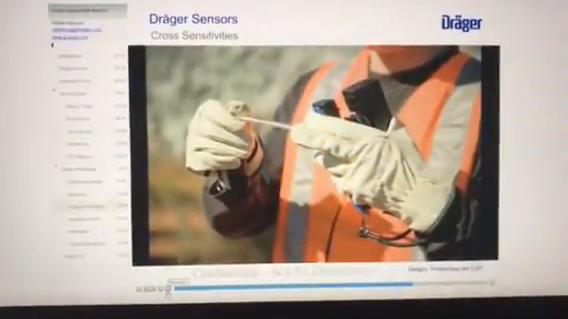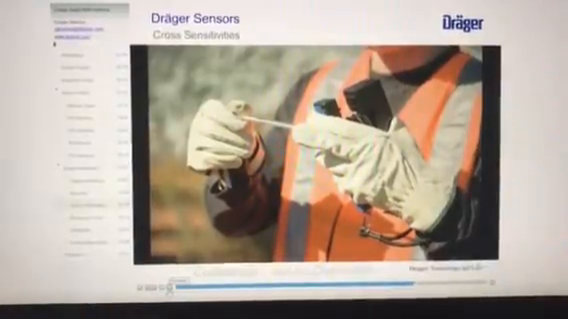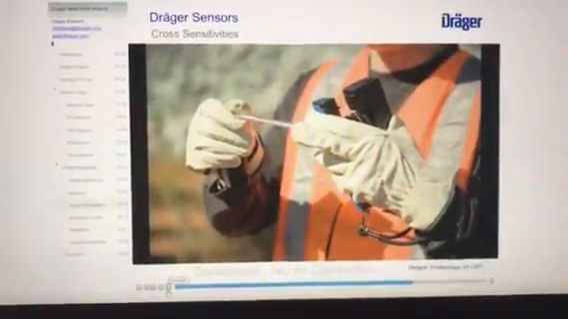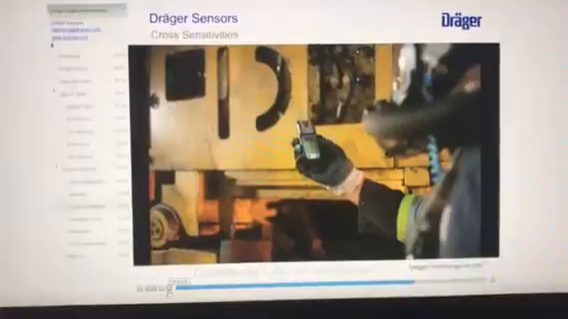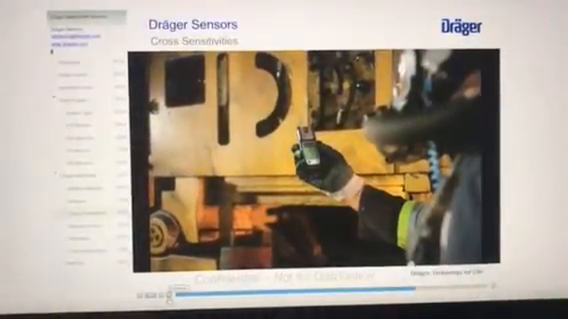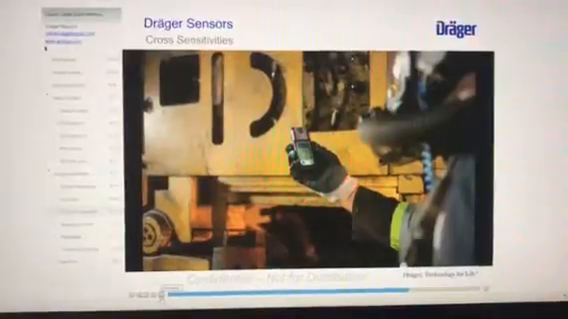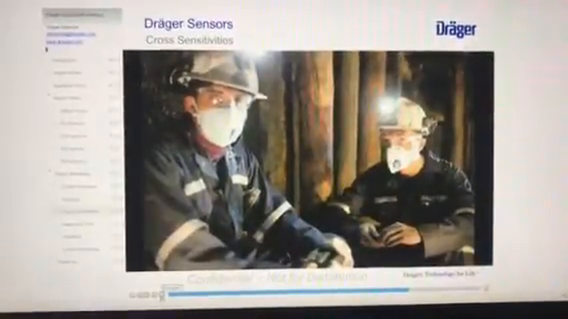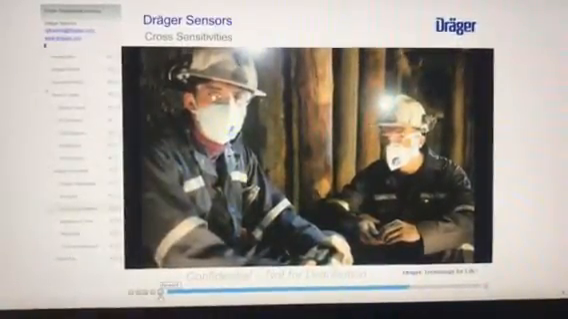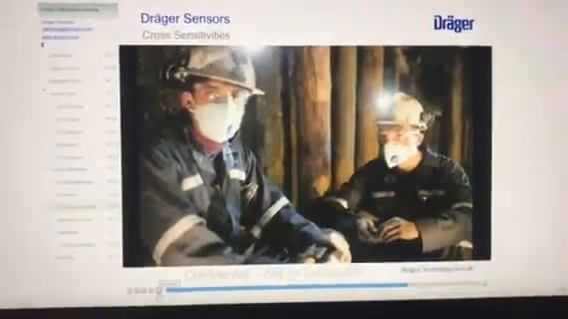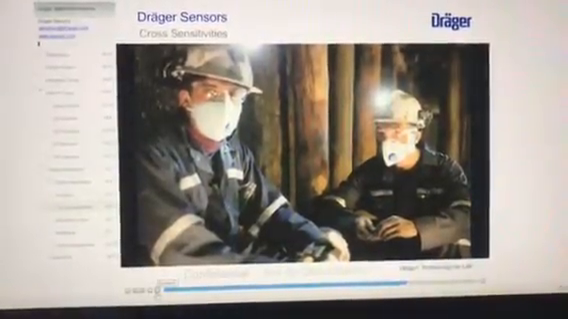Due to the Draeger sensor's low cross-sensitivities, a more accurate reading of the target gas was provided by the Draeger monitors. If the mining company had not had Draeger sensors, it is likely they would have shut down production, leading to significant delays and cost overruns. Sensors with low cross-sensitivities, another Draeger advantage.